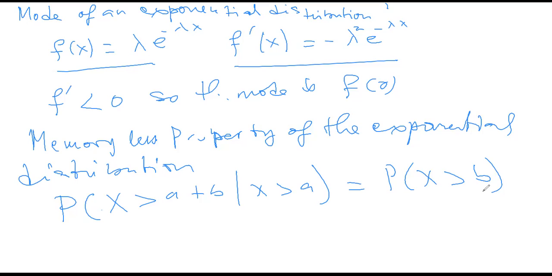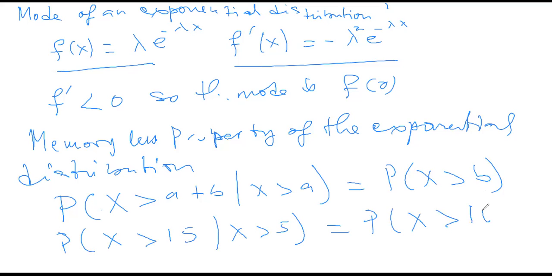Suppose that A arrives at noon and B arrives 5 minutes later. What is the probability that B is going to wait for 15 minutes, given that A has already been there for 5 minutes? So, the probability that X is greater than 15, given that X is greater than 5, is the same as the probability that X is greater than 10. This is just a practical example of what I'm talking about.